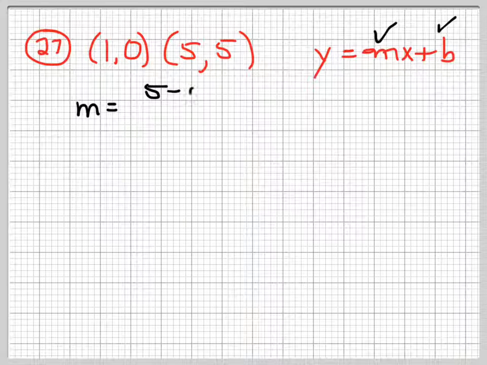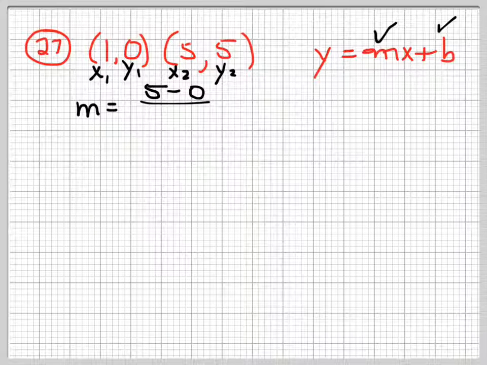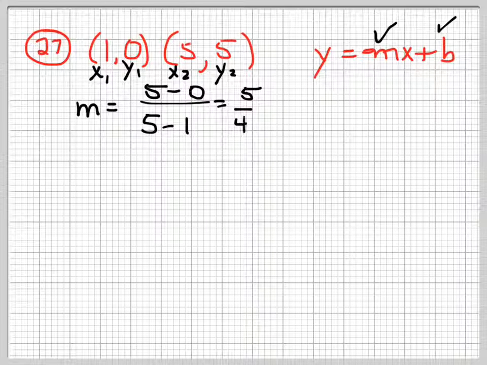Change in y, 5 minus 0. I always treat this one as y2 and this one as y1. We'll call this y2 and y1. I always like to set it up so it's big minus small so I get positive numbers. And then this would be x2 and x1. And so we go 5 minus 1. So our slope is 5/4. So our equation now is starting to get filled out.